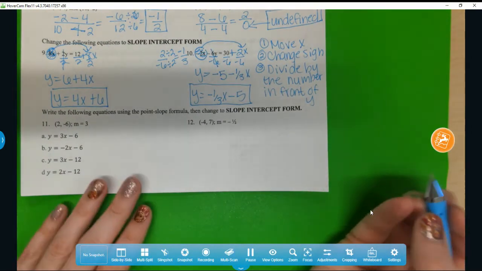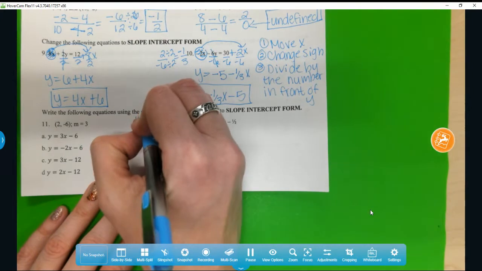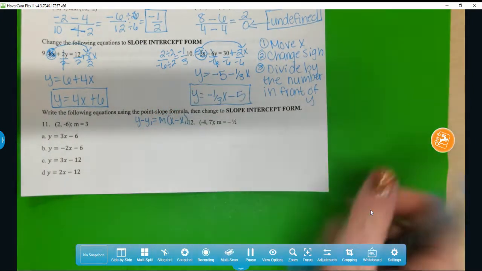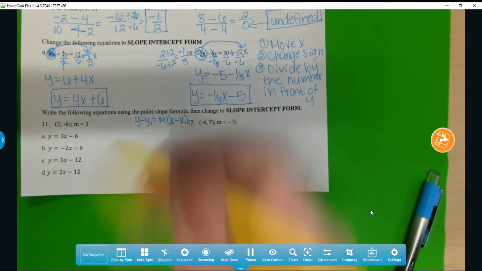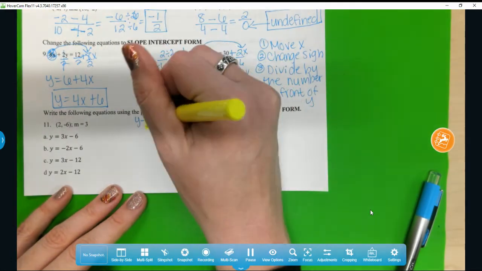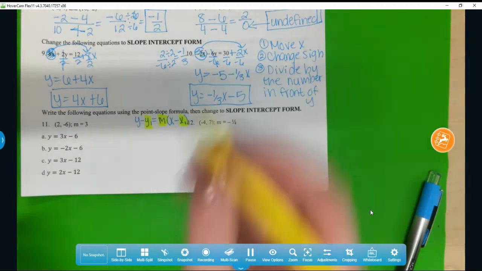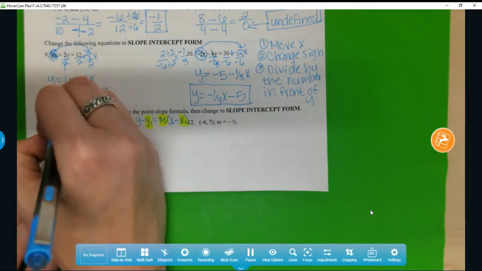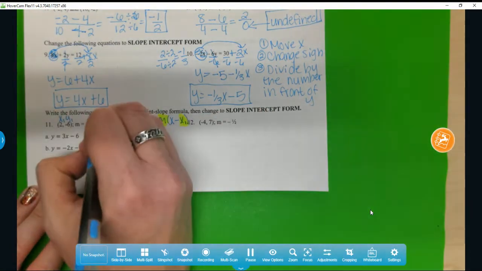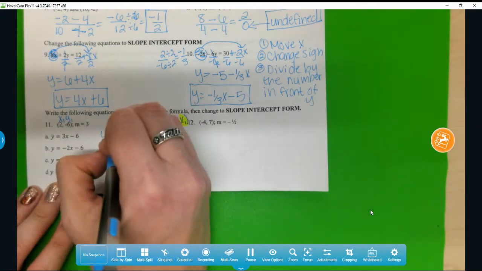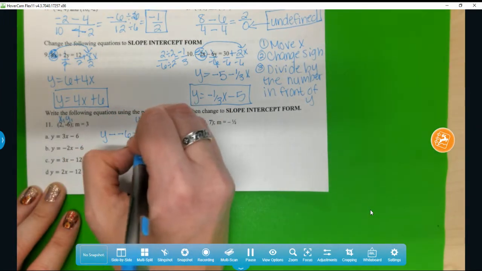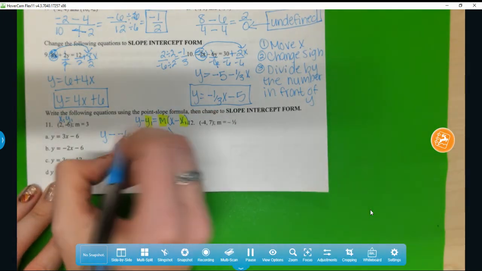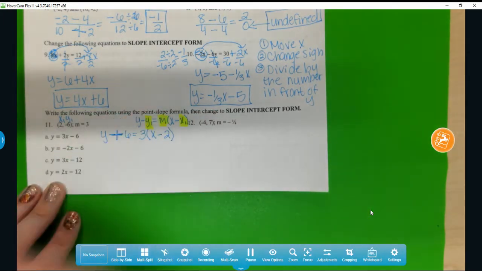Okay, write the following equations using point slope. So y minus y1 equals m times x minus x1. Remember, we plug in for y1, m, and x1. So we have x1, y1. So everything starts y minus negative 6 equals 3 times x minus 2. The minus and a negative are now a big plus.